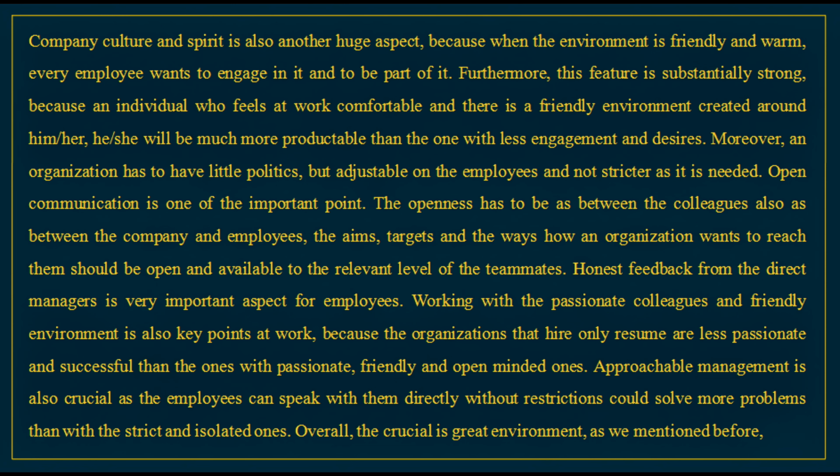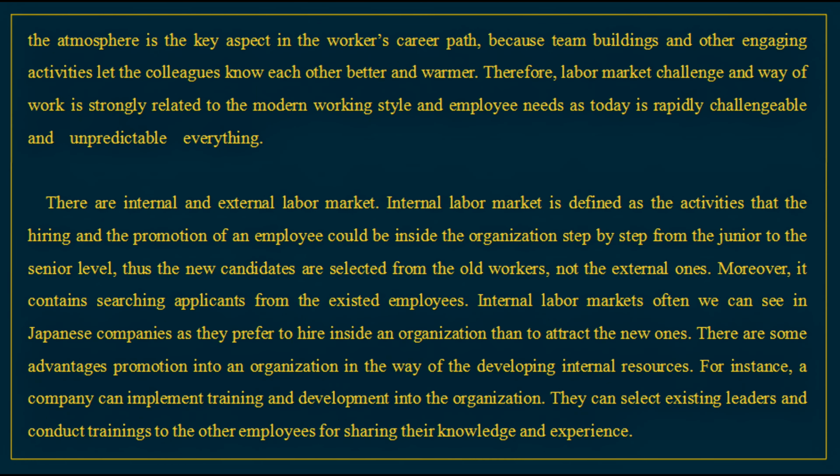Approachable management is also crucial, as employees who can speak with them directly without restrictions could solve more problems than with strict and isolated ones. Overall, the crucial thing is a great environment. As we mentioned before, the atmosphere is the key aspect in the worker's career path, because team buildings and other engaging activities let the colleagues know each other better and more warmly.